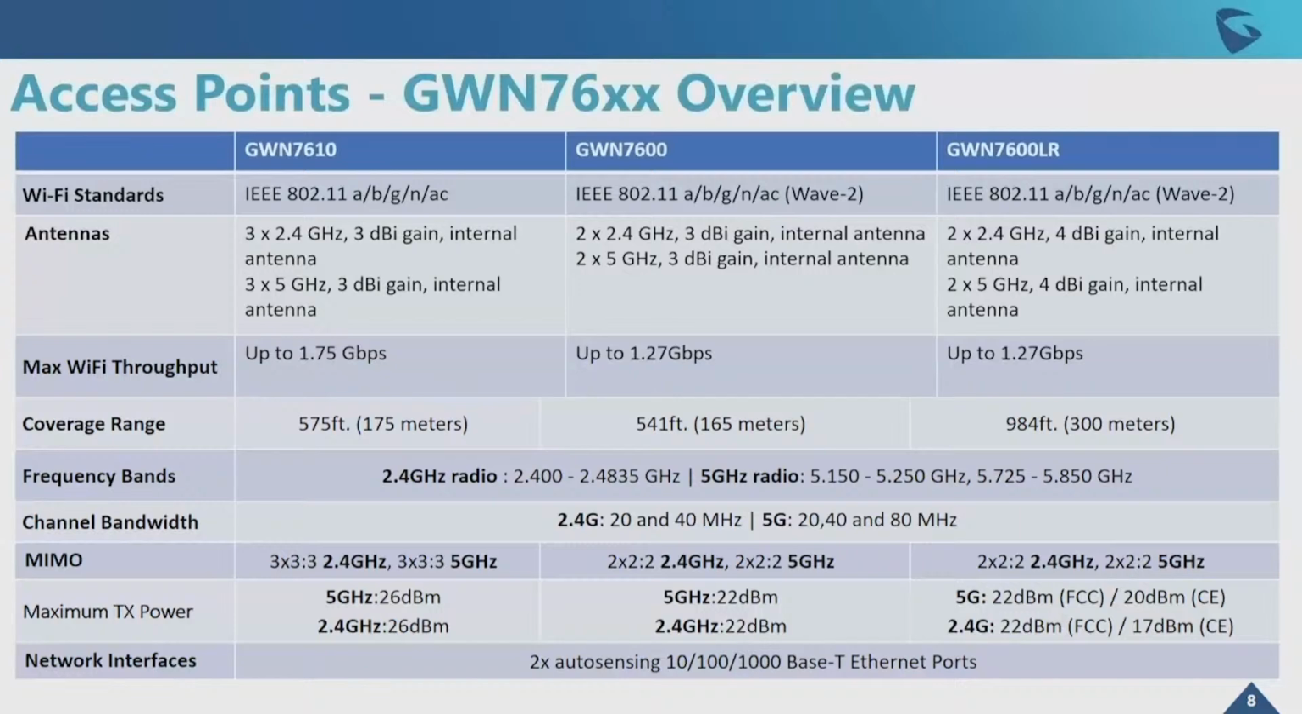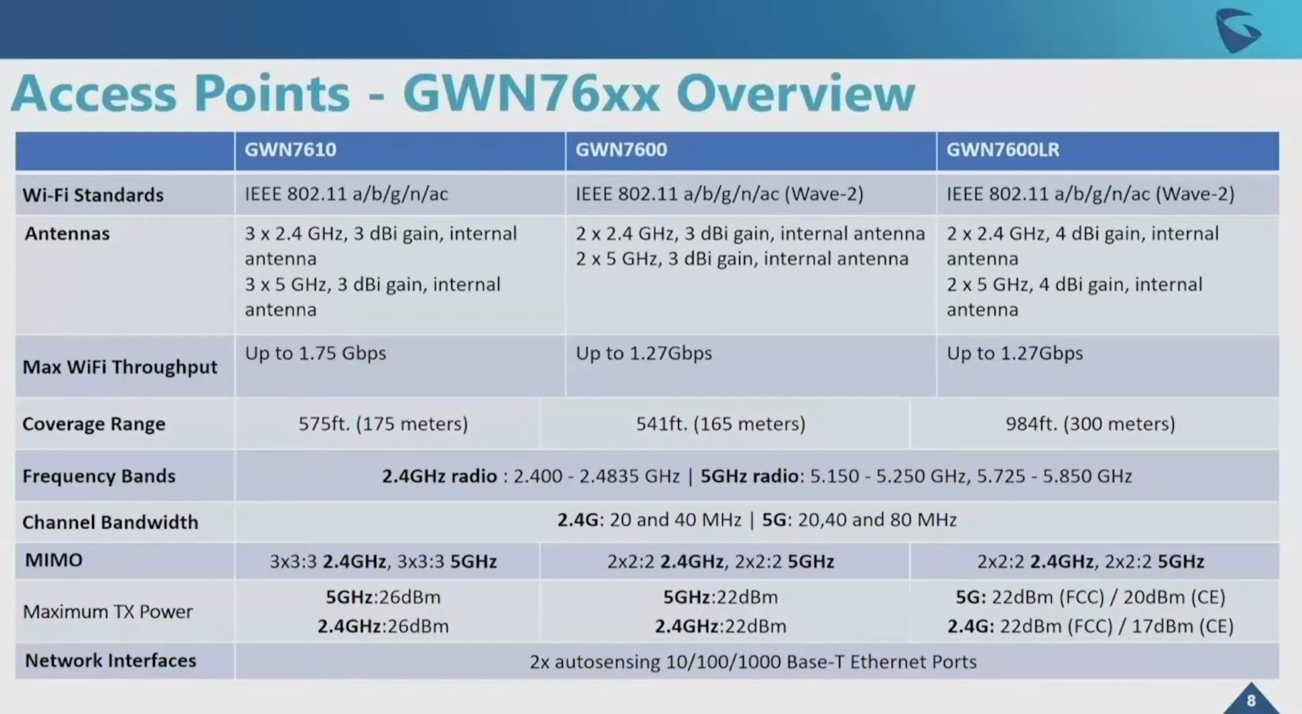Okay. And if you look down to the second to the last row, you'll see the maximum transmit power for the radios on each of the devices. The GWN7610 has a maximum of 26 dBm. The 7600 is 22, and 7600LR is 22 for countries that regulate via FCC, and 20 dBm for CE.